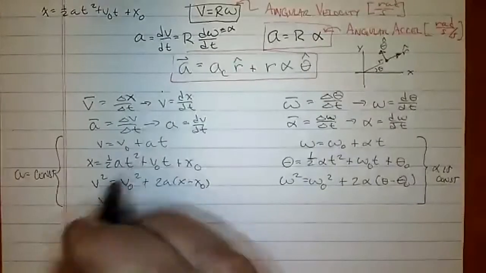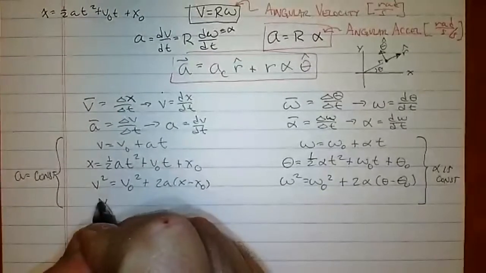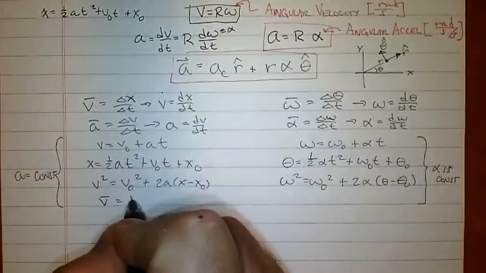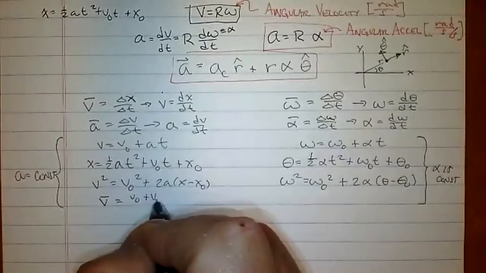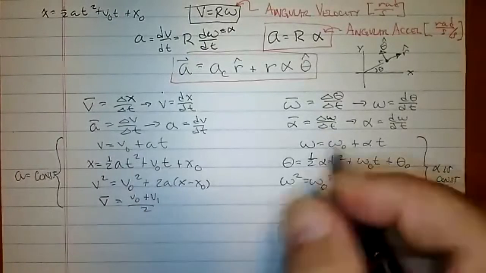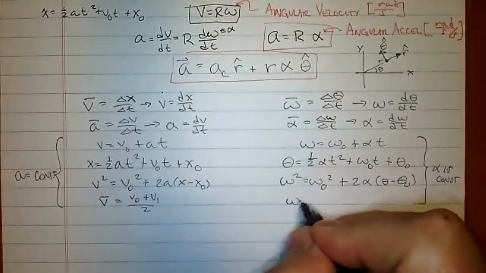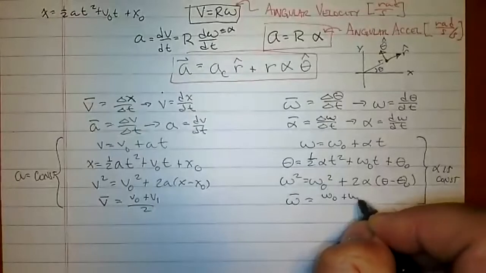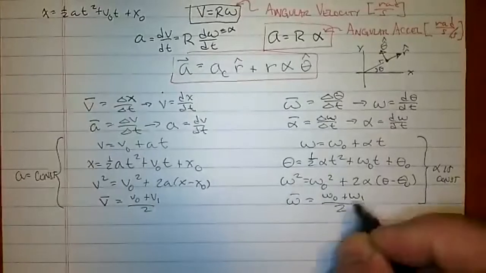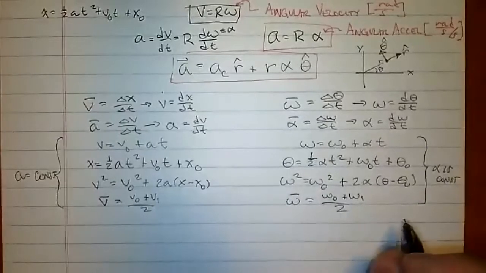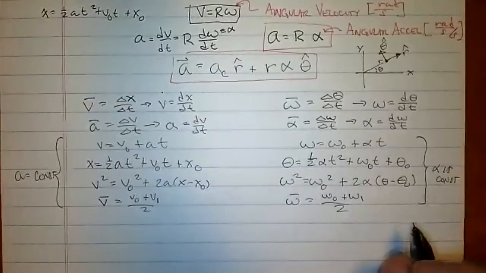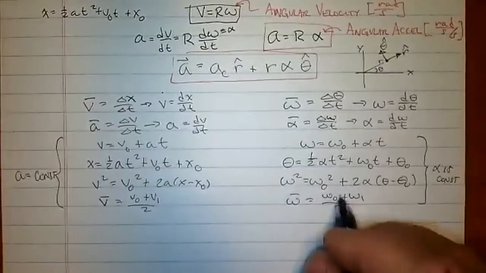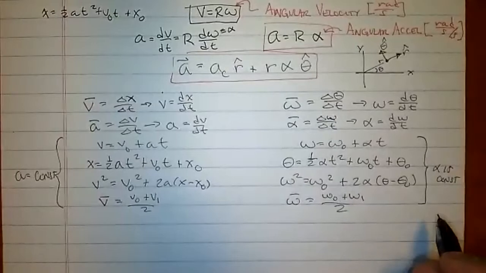One of the things we found was that average velocity would be (v0 plus v1) over 2. Well, guess what? That works here too. Omega average is equal to (omega 0 plus omega 1) over 2. In other words, if you just take the numerical average, like test grades, of two velocities, you will get the average speed between the two, assuming the acceleration is a constant.